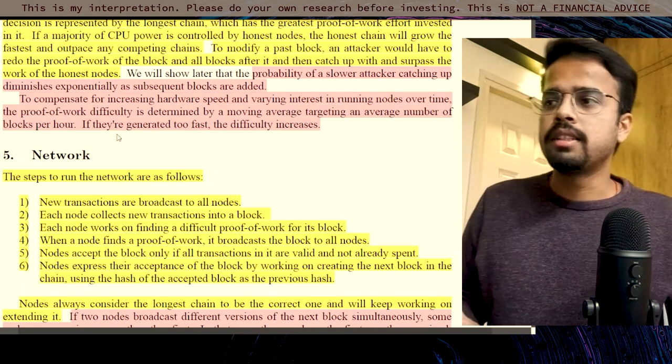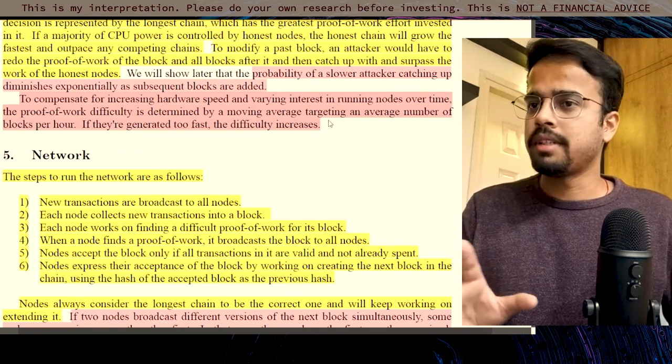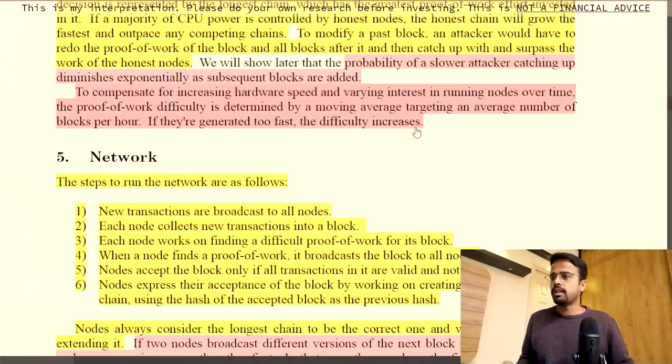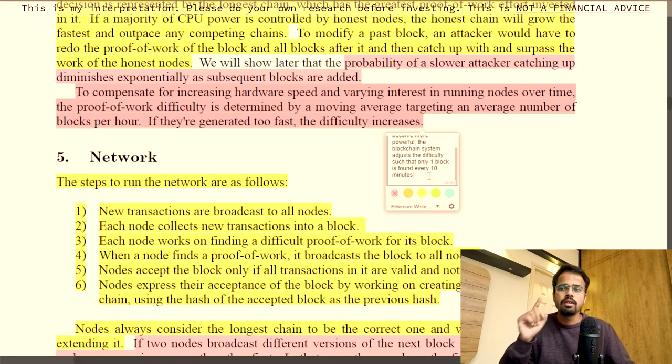Okay, the proof of work. In order to compensate for this, the proof of work difficulty is determined by a moving average, targeting an average number of blocks per hour. So what it says is the network adjusts itself such that as computers become more powerful, the blockchain system adjusts the difficulty such that only one block in Bitcoin is found every 10 minutes.